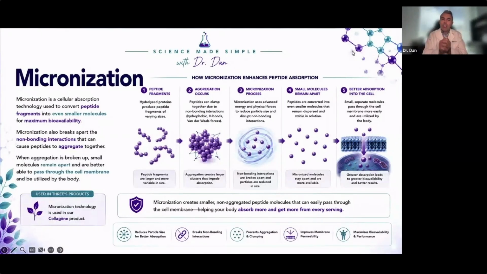So we do a further process called micronization. We use energy and physical force and shear to disrupt the aggregation. We're not degrading the molecules or anything like that. We're basically using technology to separate them from each other. When we do that, these small fragments remain apart and they can enter into the body. Because sometimes even with hydrolysis, if they're aggregating, it's still like you have a big molecule and they can't get through the cell. So that's what we do, hydrolysis and micronization with our collagen product.